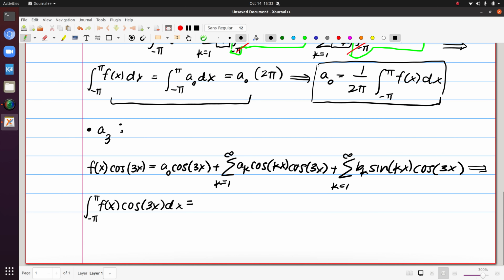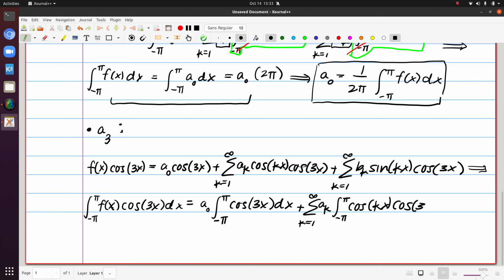So that would leave me with a sub 0, the integral from minus pi to pi of cosine 3x, plus the sum from k equals 1 to infinity of a sub k times the integral from minus pi to pi of cosine kx times cosine 3x, plus, which I'll put down here, the sum from k equals 1 to infinity of b sub k times the integral from minus pi to pi of sine of kx times cosine of 3x.